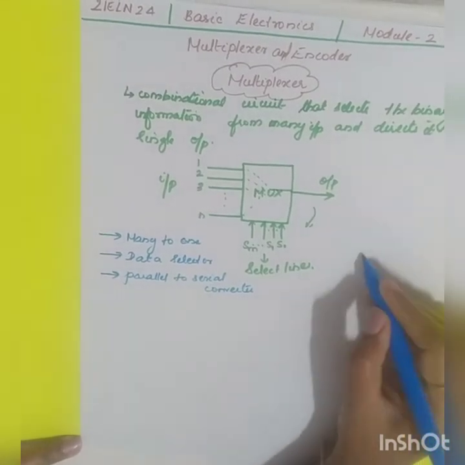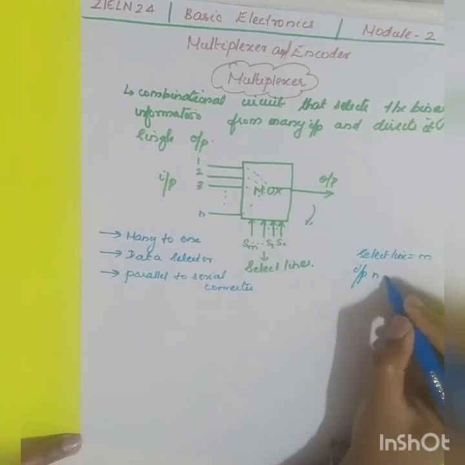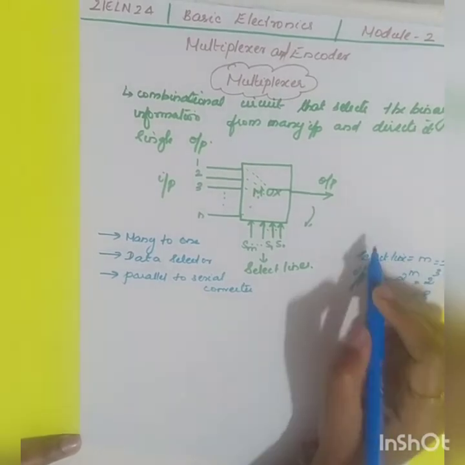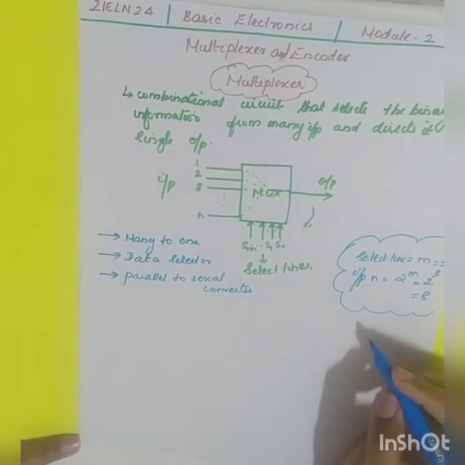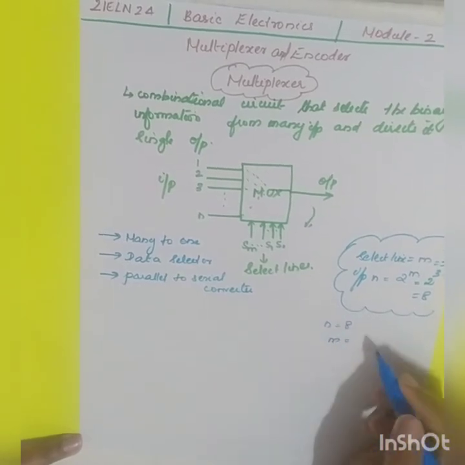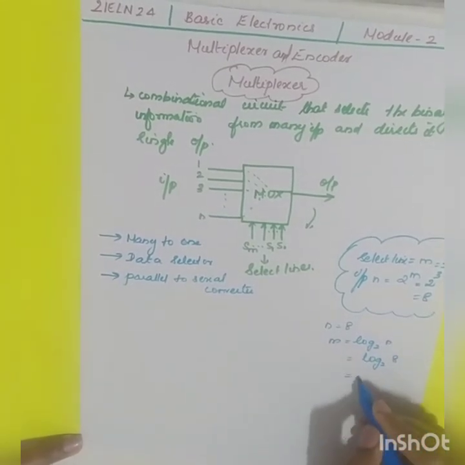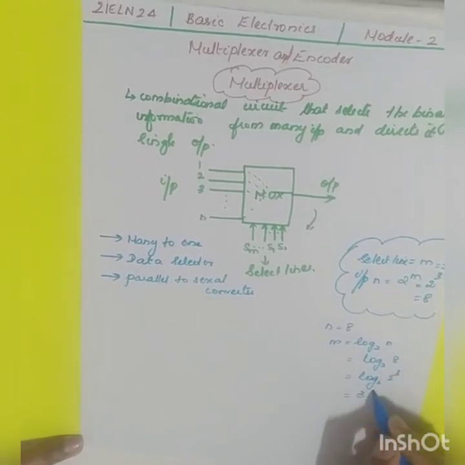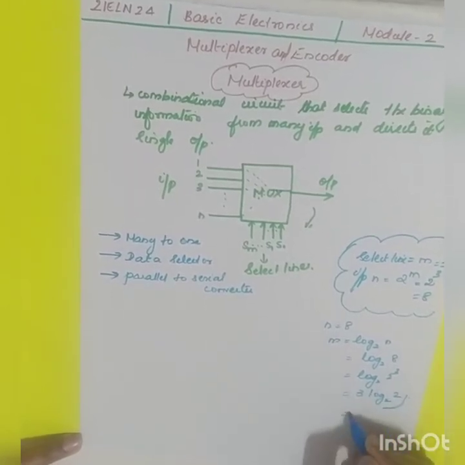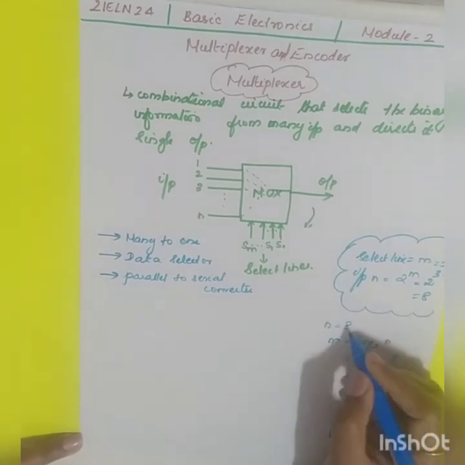Suppose there are m select lines, then the number of inputs n is equal to 2 power m. For example, if select lines is equal to 3, then the number of inputs is 2 power 3, which is equal to 8. If the select lines are given, we can find the number of inputs. Similarly, if the number of inputs is given, we can find the number of select lines. m is equal to log 2 n. What is your n now? n is equal to 8, so we can write log 2 of 2 power 3. Simplifying, it is 3 log 2 2, and since the log base is the same, we get 3 into 1, so m is equal to 3.